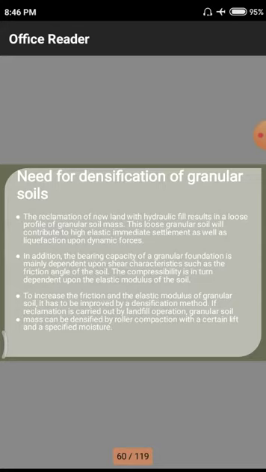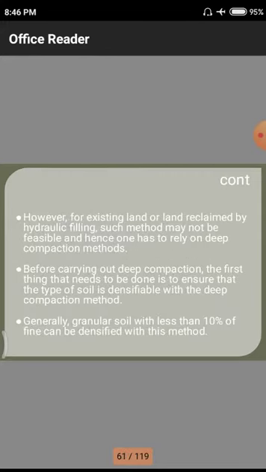Due to the frequent vibrations occurring from the movement of these rollers, compaction will take place. Due to this compaction, the voids will decrease automatically. There may be a chance of increasing the bearing strength and friction between the particles. This is the main theme for the need of densification in granular soils.